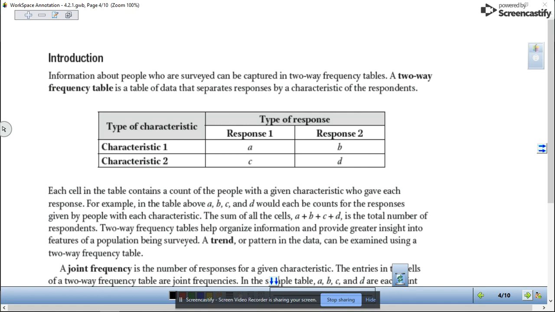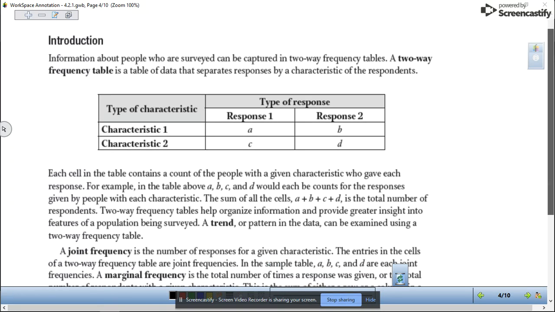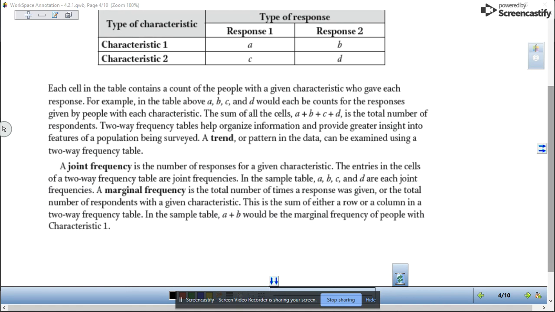This first one here, you have a table. You have multiple responses, you have multiple characteristics, and then you have A, B, C, and D, which are responses of that. Okay? So make sure you read this and look. A couple of things I want to focus on, though. A trend is some kind of pattern that you would see in the data. So if I ask you what the trend is, I'm asking for what patterns can be seen.